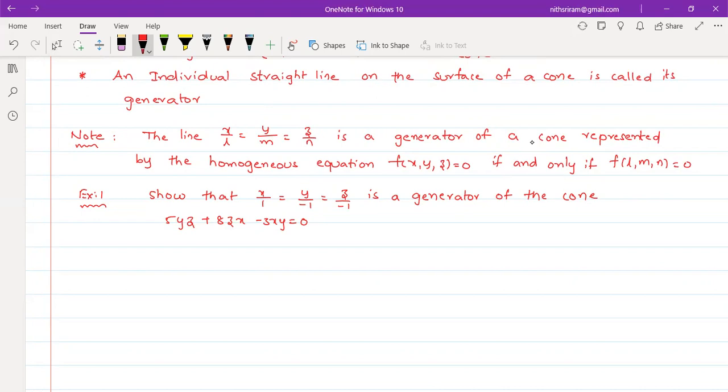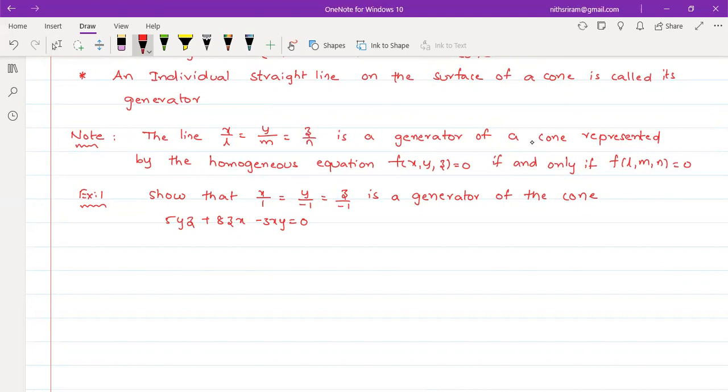Any homogeneous equation is one in which throughout the equation we have the same degree. Here the degree of yz is 2, zx also has 2, and xy also has 2. So throughout the equation we have the same degree, so we call this a homogeneous equation. Of course, this is a cone equation. Now what we have to show is that this is a generator of this cone equation.